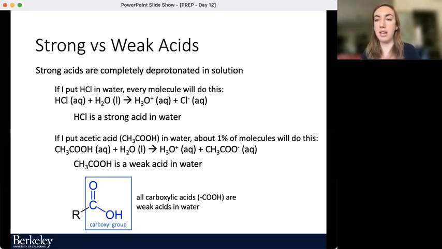So the takeaway here is that for strong acids, they'll completely split up. All of them will give their proton away, making H3O+. But in a weak acid, only a small fraction will give its protons away. Okay.